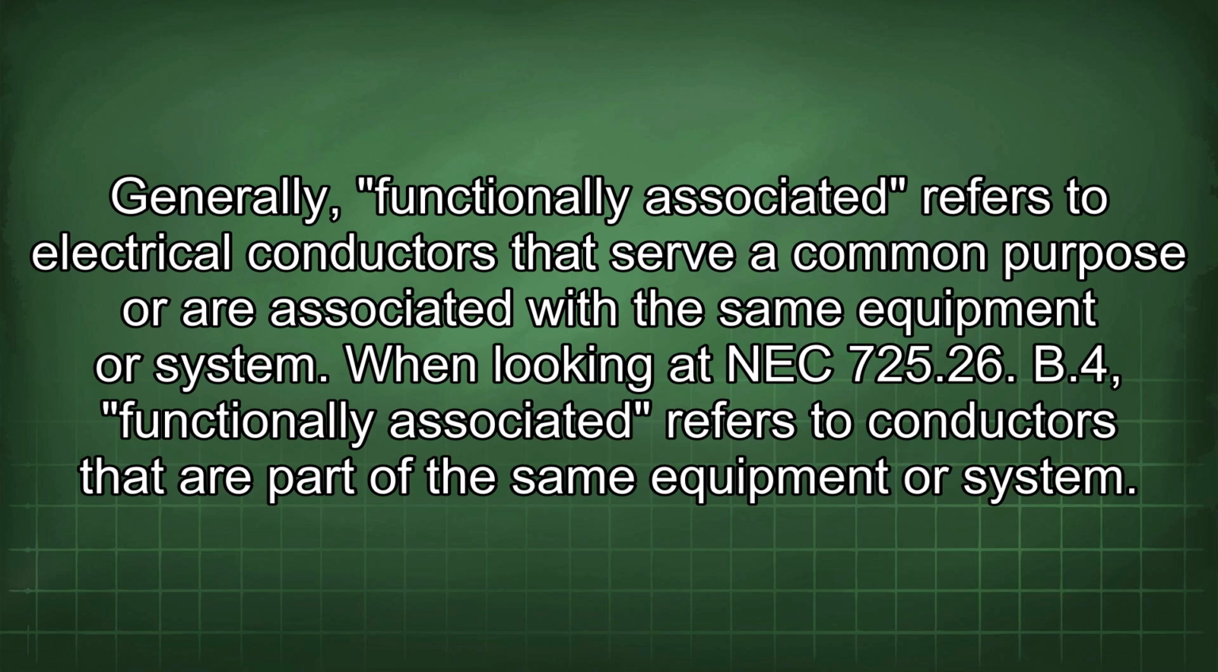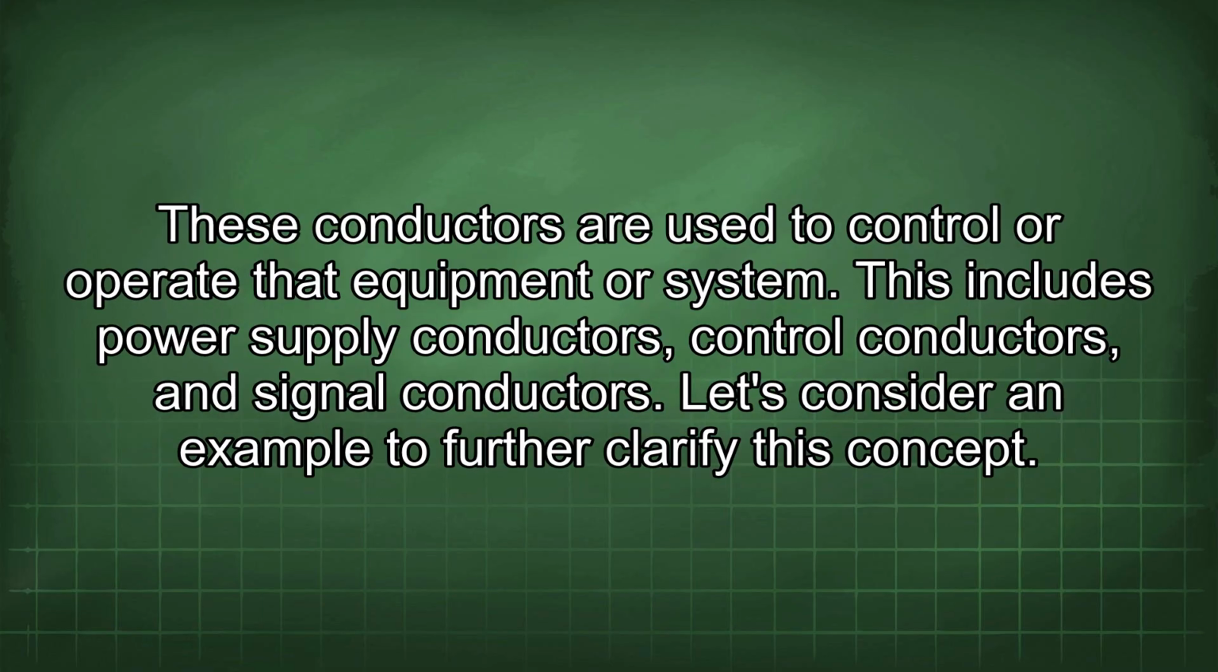When looking at NEC 725.26(B)(4), functionally associated refers to conductors that are part of the same equipment or system. These conductors are used to control or operate that equipment or system. This includes power supply conductors, control conductors, and signal conductors. Let's consider an example to further clarify this concept.